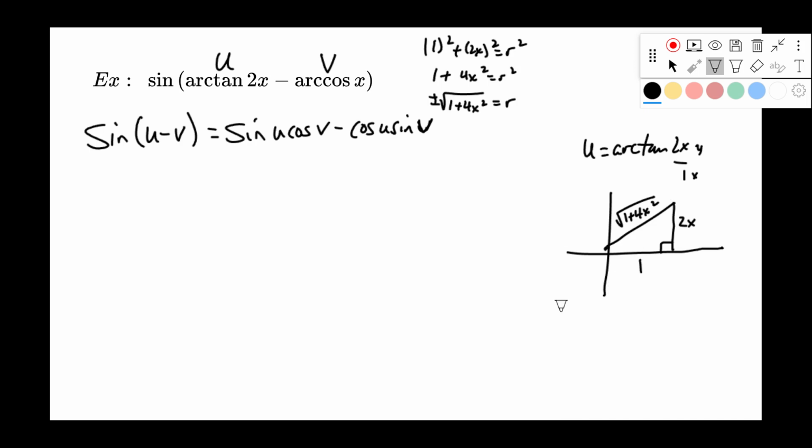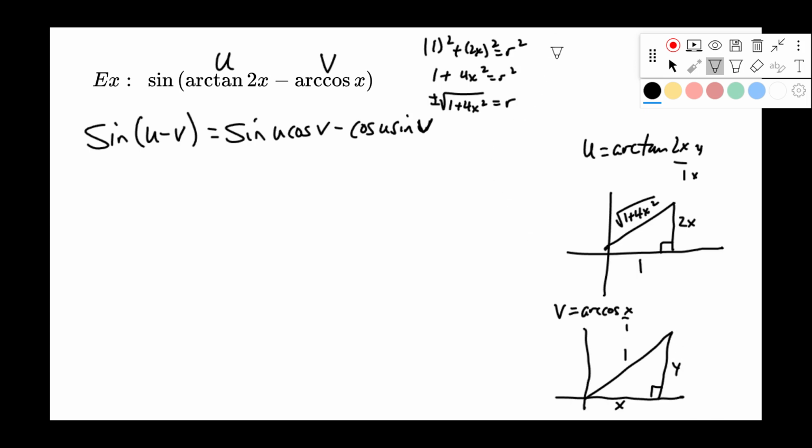I'm going to do the same thing over here with V. V is the arccosine of x. So I'm going to go in quadrant 1 again, and I am going to make a triangle. Put 1 underneath. Cosine is x over r. So x is x, so all is right with the world there. R is 1. I need to find y.